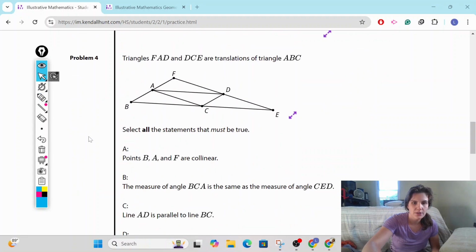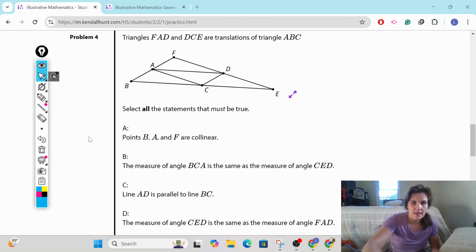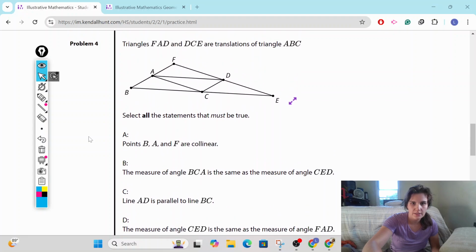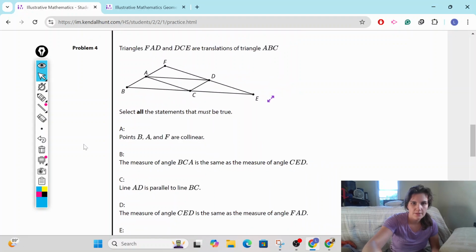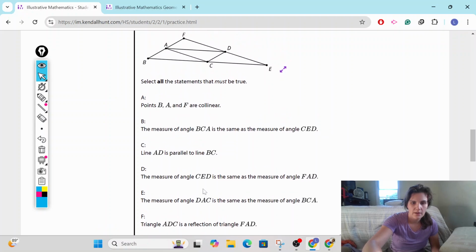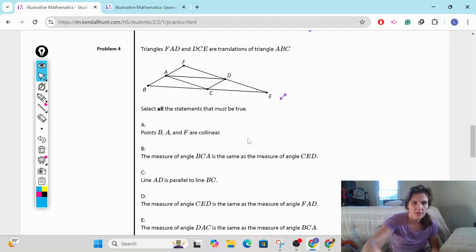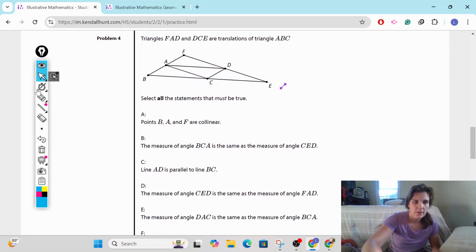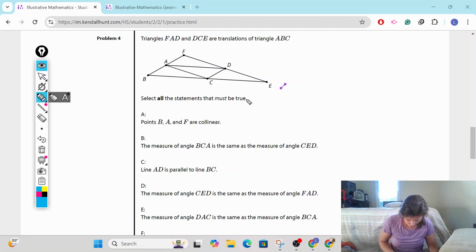Problem number 4. Triangles FAD and DCE are translations of triangle ABC. Let's see if I'm all on the same page. Okay, hopefully you can read this. Nope, it won't go any smaller. So we have, select all the statements that must be true. So we have triangle FAD and DCE are translations of triangle ABC.